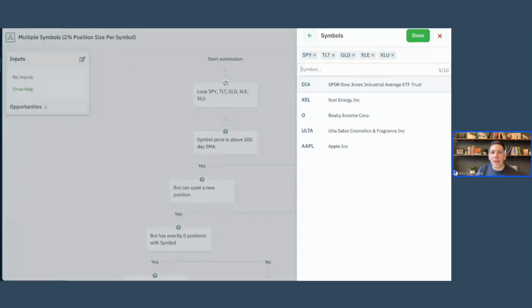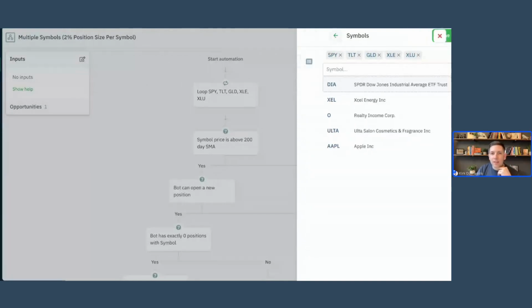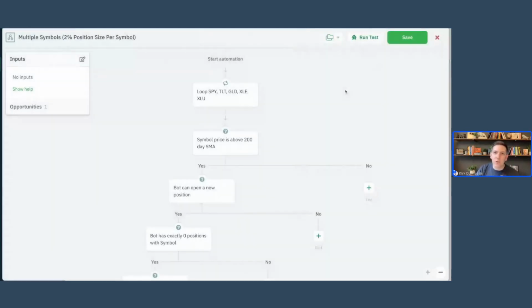Okay, but I put in 5. So I want 5 positions, 5 individual trades, 1 per ticker symbol, 2% each. If I am fully allocated, for those 5 positions, I will be at 10% of my account. All right, let's keep going here, and as we go, we'll back out and adjust our capital.